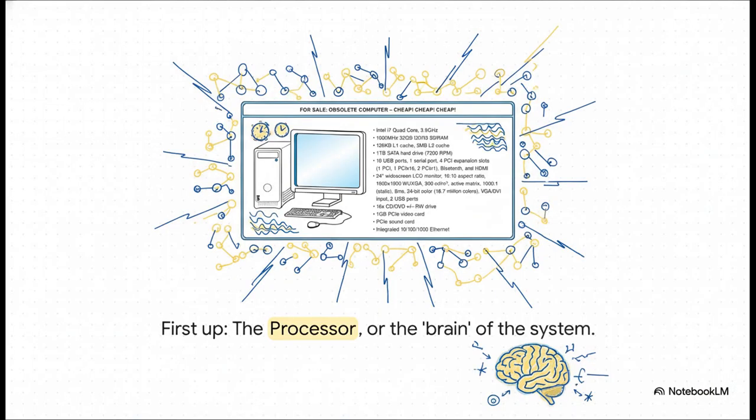Let's start right at the top of that ad. Intel i7 quad-core, 3.9 GHz. This part is talking about the microprocessor. This is the absolute brain of the whole operation. It's what's actually running all the programs. So, what does that 3.9 GHz part actually mean?